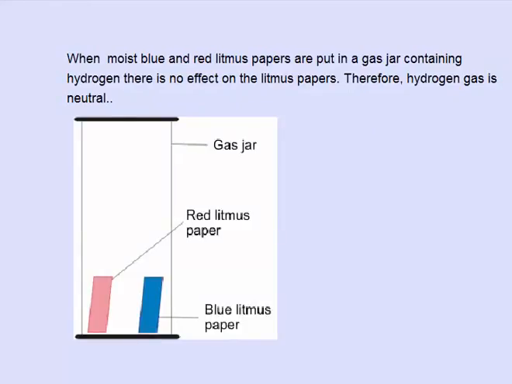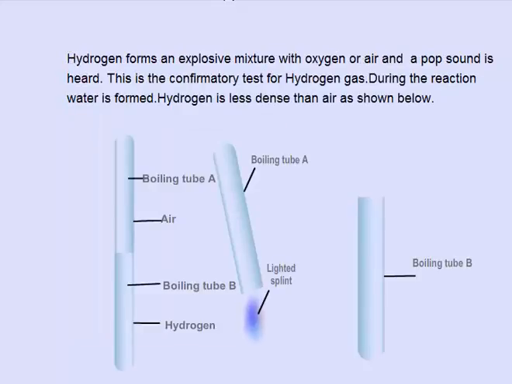When moist blue and red litmus papers are put in a gas jar containing hydrogen, there is no effect on the litmus papers. Therefore, hydrogen gas is neutral. Hydrogen forms an explosive mixture with oxygen or air, and a pop sound is heard. This is the confirmatory test for hydrogen gas. During the reaction, water is formed. Hydrogen is less dense than air as shown below.